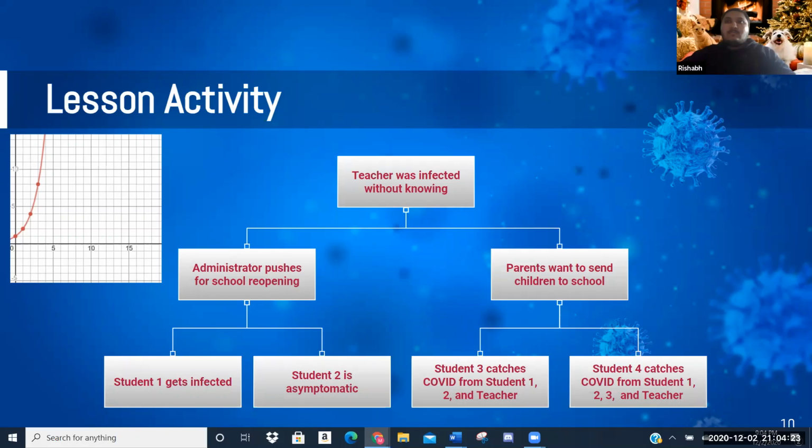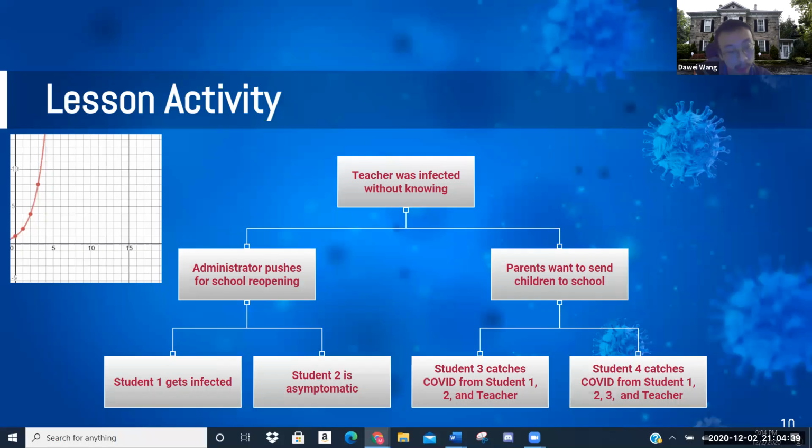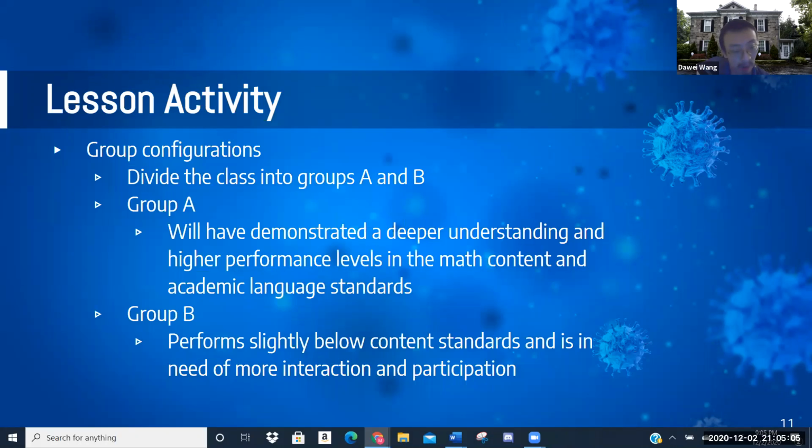As you can see, that leads to an exponential spread of the students that catch COVID-19 as we progress from one person to 2 people, all the way down at the bottom, 4 boxes, and 4 people catching COVID-19, and that represents the exponential growth of COVID-19. We would like, again, our students to come up with their own example.